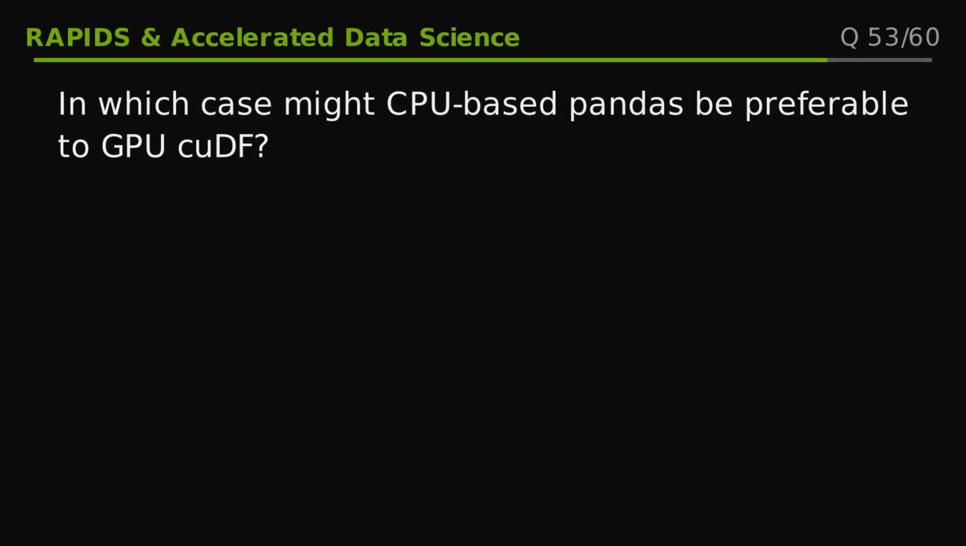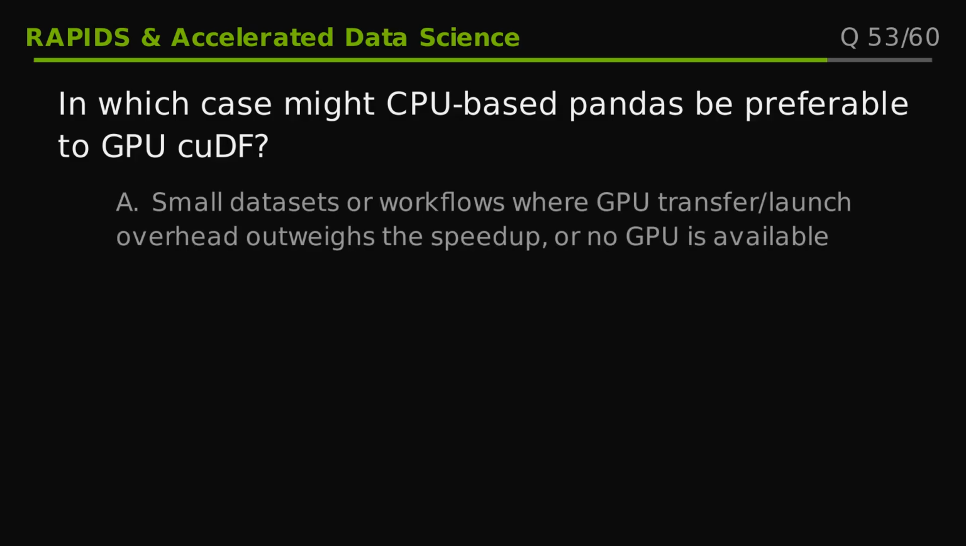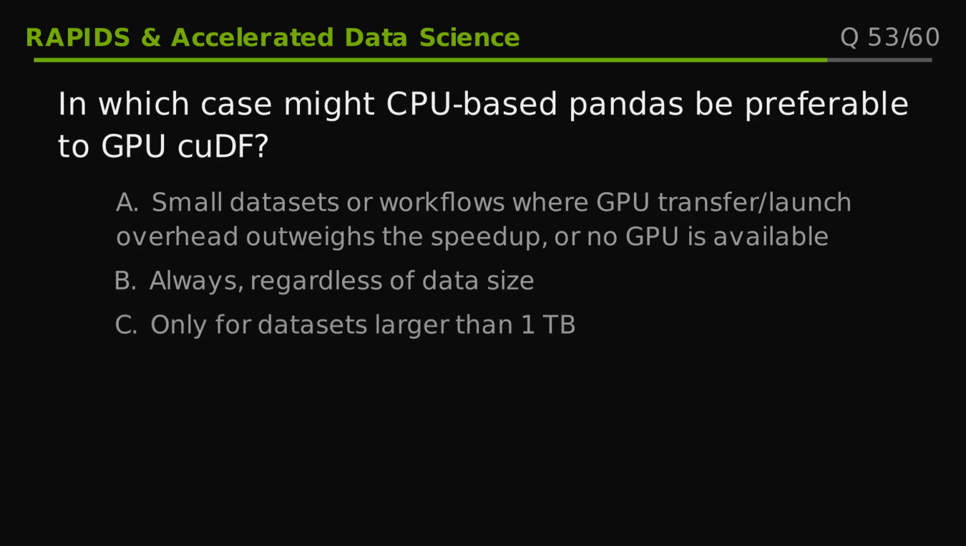Question 53. In which case might CPU-based pandas be preferable to cuDF? Option A. Small datasets or workflows where GPU transfer and launch overhead outweighs the speedup, or no GPU is available. Option B. Always, regardless of data size. Option C. Only for datasets larger than 1 terabyte. Option D. Never, pandas has no valid use.